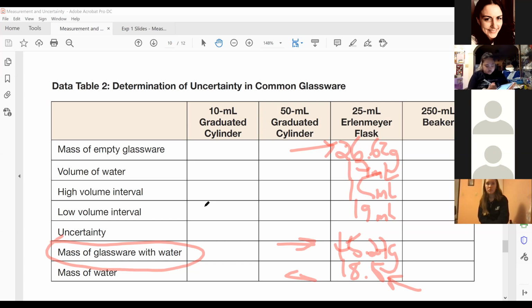So the more accurate, the more ticks there are in between. If there's a tick every mil, you can probably get it plus or minus a mil. If it's every 1/10 of a mil, you can probably get it to plus or minus 1/10 of a mil. But with this beaker, it's every 10 mils, so it's probably going to be plus or minus 10. That's basically what it comes down to.